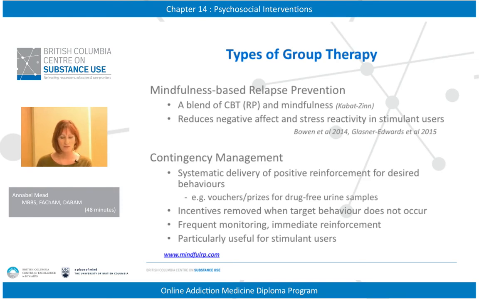Contingency management is a systematic delivery of positive reinforcement for desired behaviours, and again has a strong evidence base for being successful in the short term at least. So drug and alcohol use can be managed basically by using operant reinforcement procedures. So for example, vouchers or prizes are given as a reward for the desired behaviour, which is monitored typically by urine testing for stimulant use.